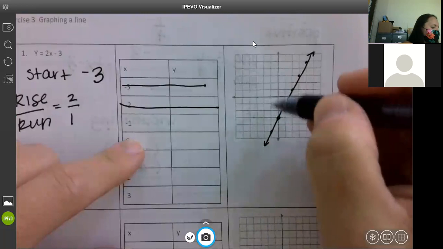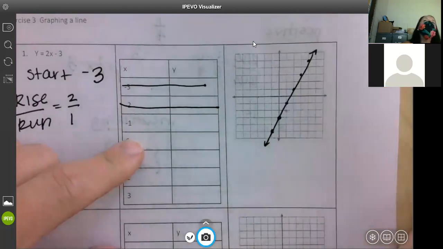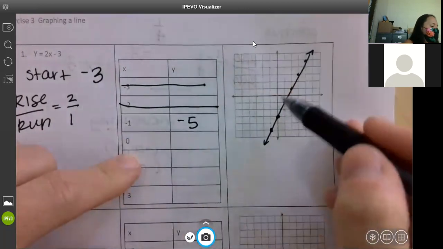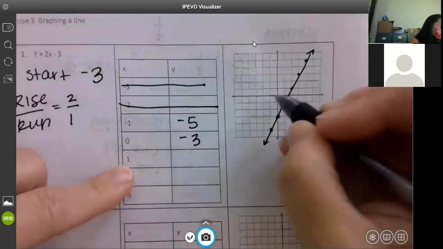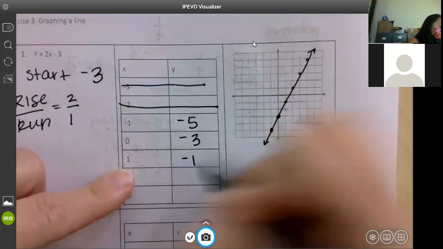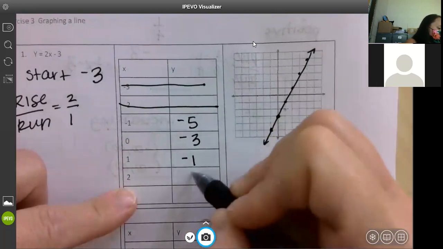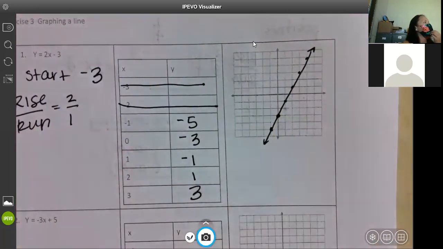At -1, what's my coordinate? -1, what? What kind of 5? -5. What about at 0? 0, -3. 1, yeah. And then 2, +1, and 3. I'm not going to make you do that chart anymore.